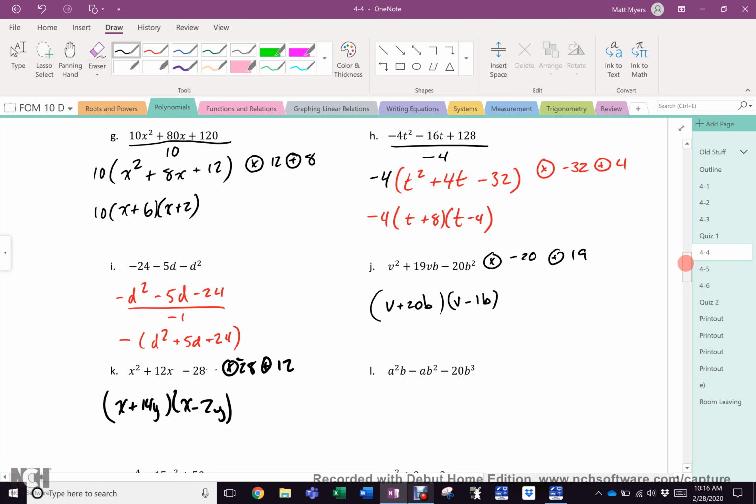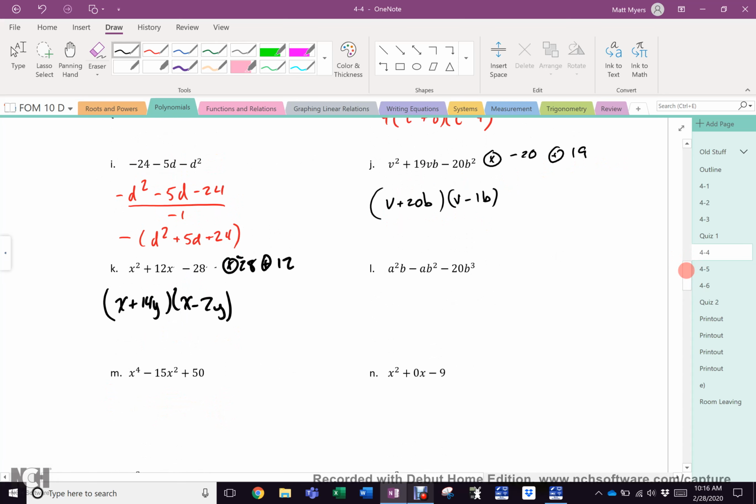L asks you to put it all together. What bothers you about L? There's no number to add to. Sure there is. There's a number there that we don't write. What is it? 1. So there is a number there to add to. What is something else that bothers you about L? There's 3 B's. We know what to do when there's 2, but what do we do when there's 3?